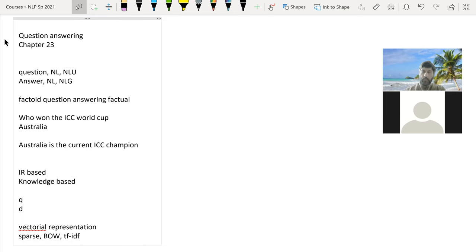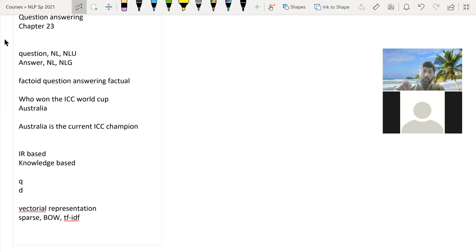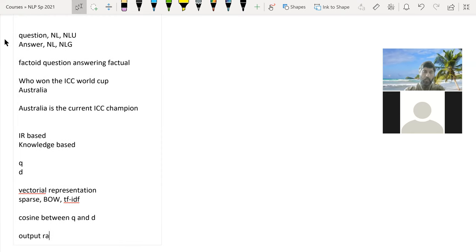And since you're using a sparse or vectorial representation, you need to have a fixed vector length. So that vector length is equal to the vocabulary size. Once you have that, you can find the similarity between a query and a document by our common cosine similarity. So basically the cosine between Q and D. And of course, you will do it for all the Ds. Based on that, you can rank the Ds and then output the ranked list of docs.